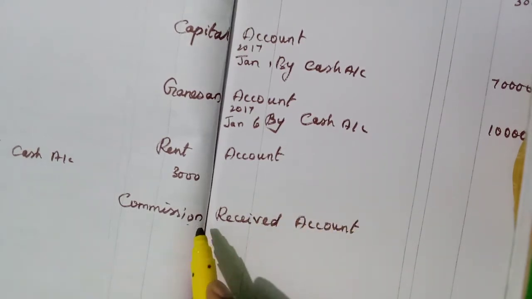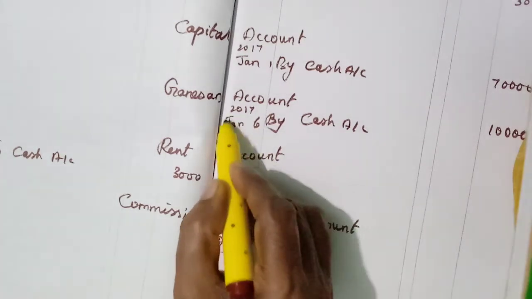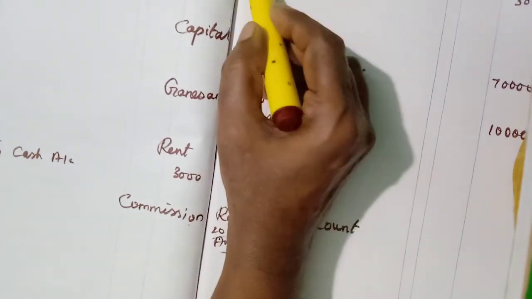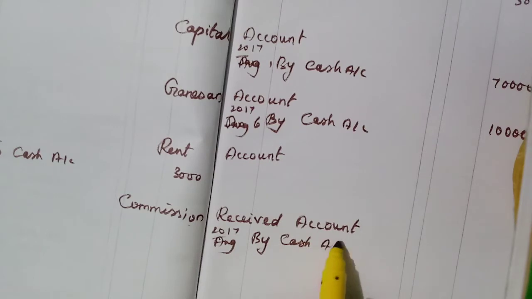Commission received account is credited. So credit side by cash. So write the date. August, isn't it? By mistake I have written many places Jan. Okay, by cash account 5,000.